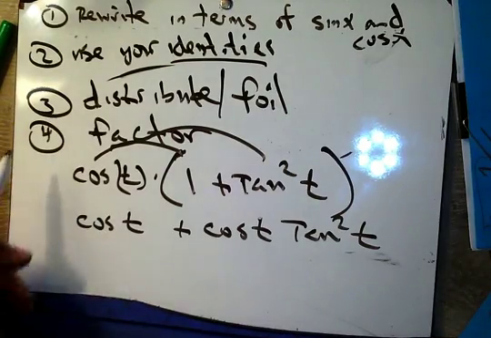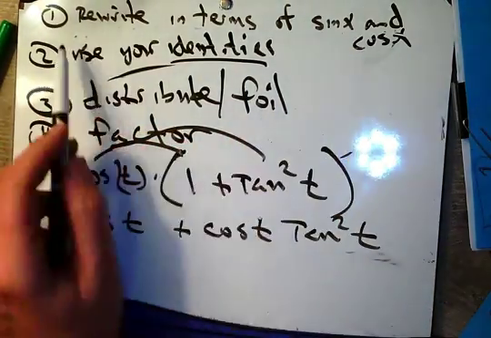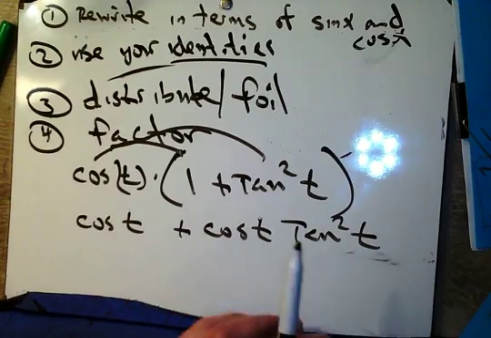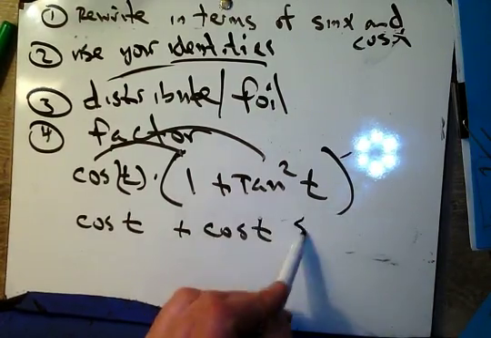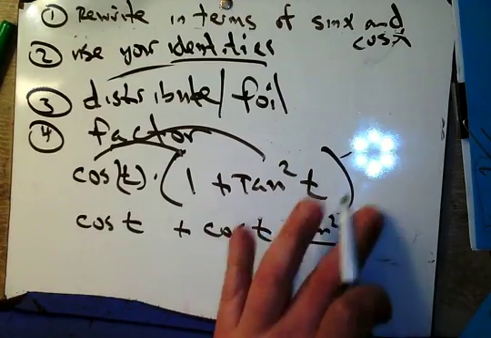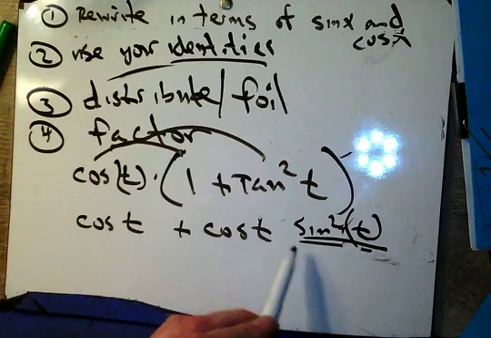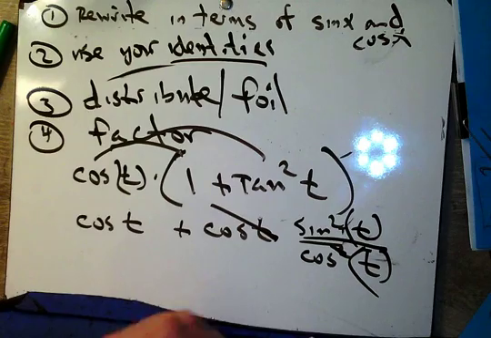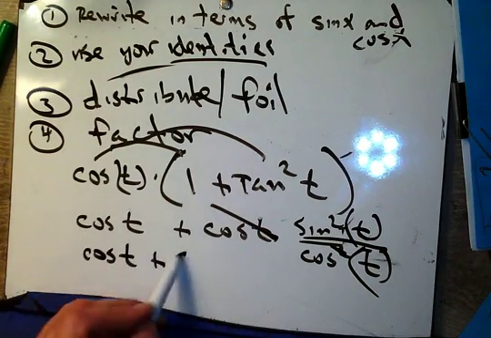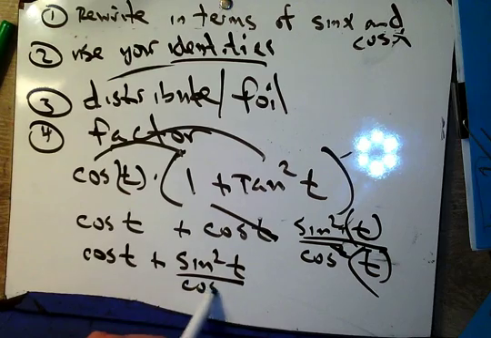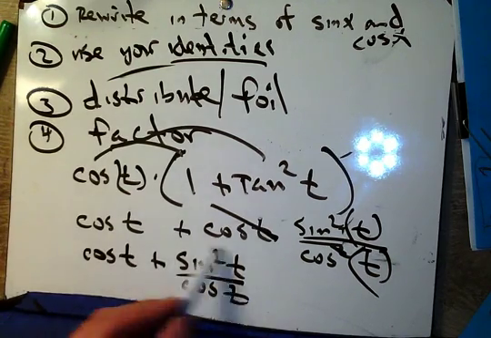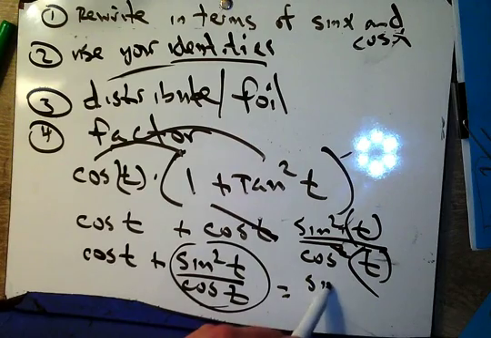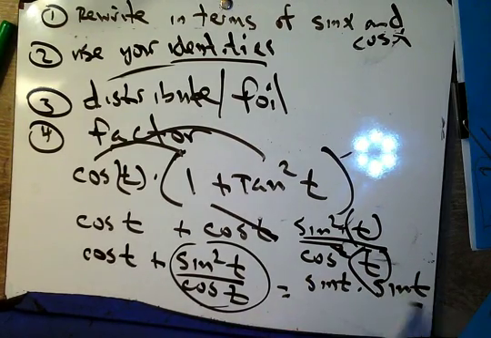So what am I going to do here? Well, I think if I rewrite this in terms of sines and cosines, maybe that'll help me get somewhere. So tangent squared is sine squared t over cosine squared t, and I can cancel that with that. But now I've got cosine t plus sine squared t over cosine t. And I could break this up into sine t times sine t over cosine t. I'm not going to, but you could.